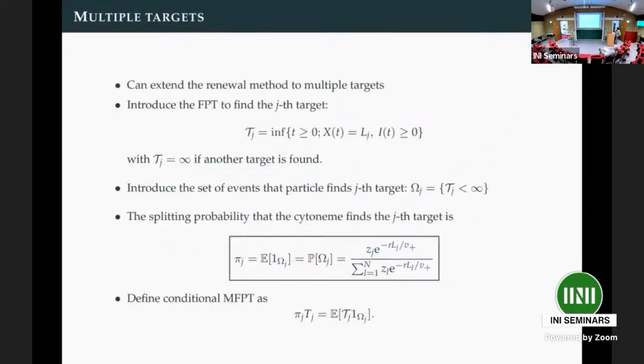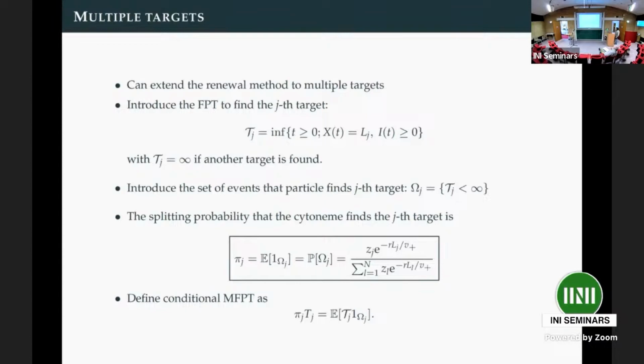You can also extend this to multiple targets. It gets more messy, but you now have to introduce more conditional first passage times, where I grow in an appropriate direction towards the jth target. It becomes a bit more messy, but you can apply exactly the same things. You can calculate splitting probabilities and mean first passage times.